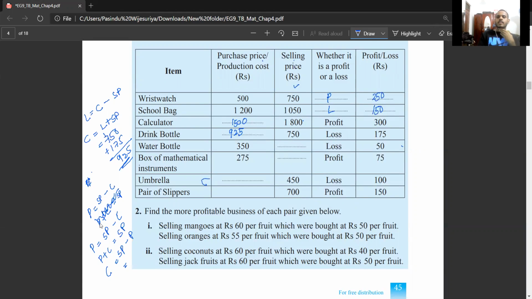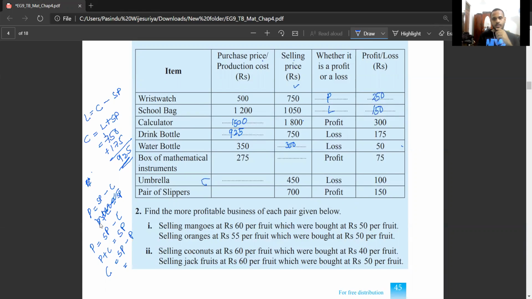So here again, the context is about the water bottle. They say it's a loss. If it's a loss, the production price is 350 itself. If they have a 50 rupee loss, they have sold it for rupees 300.